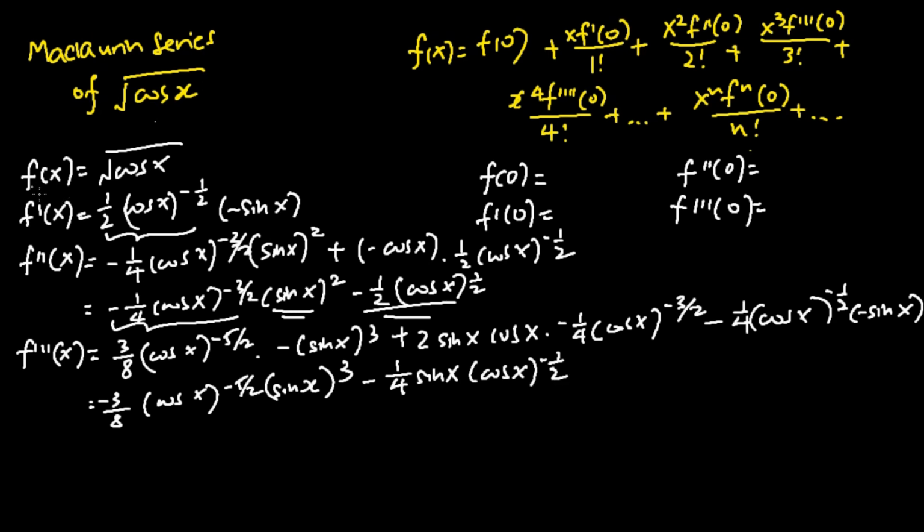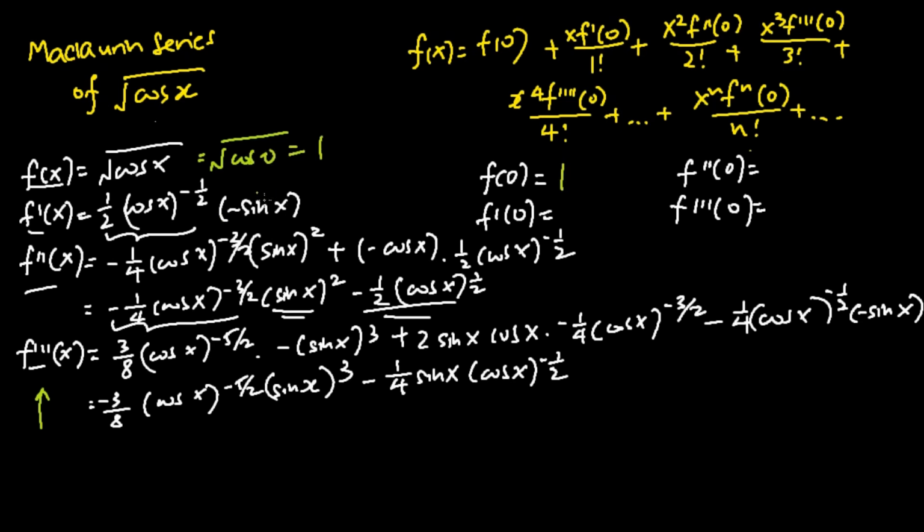We have found f of x, f prime x, f double prime x, and f triple prime x. Next, we will evaluate by substituting x equals 0 into all these functions. So let's start with f of x, substituting x equals 0. We get square root of cosine 0, which is equal to 1. So my f0 is 1.